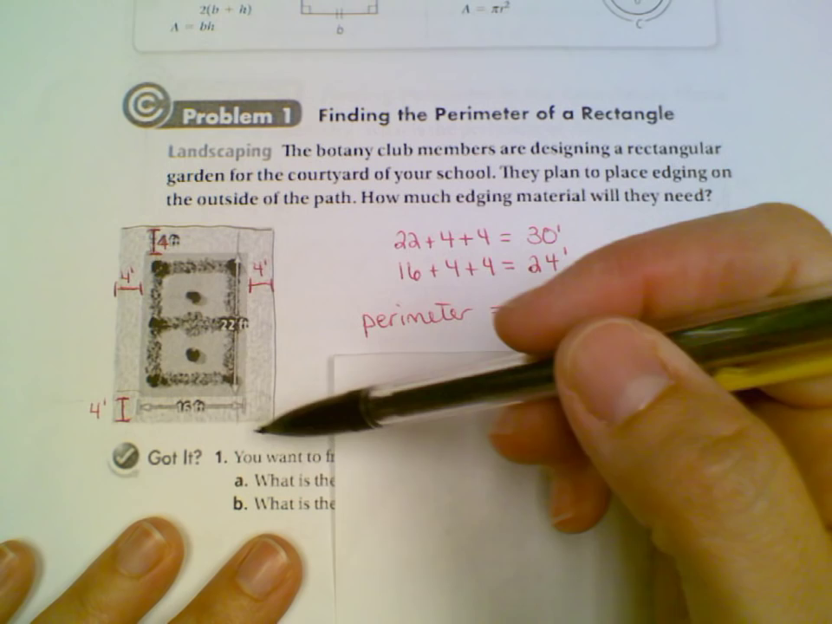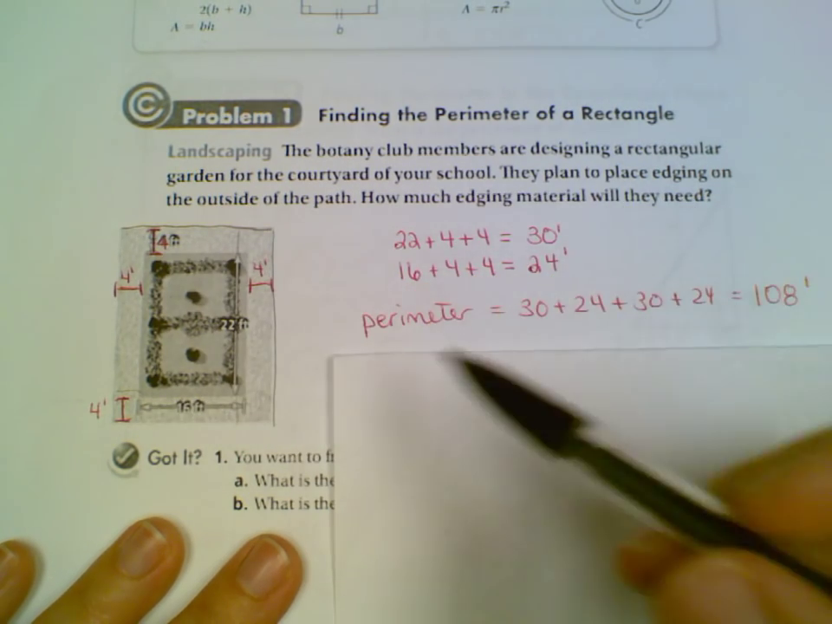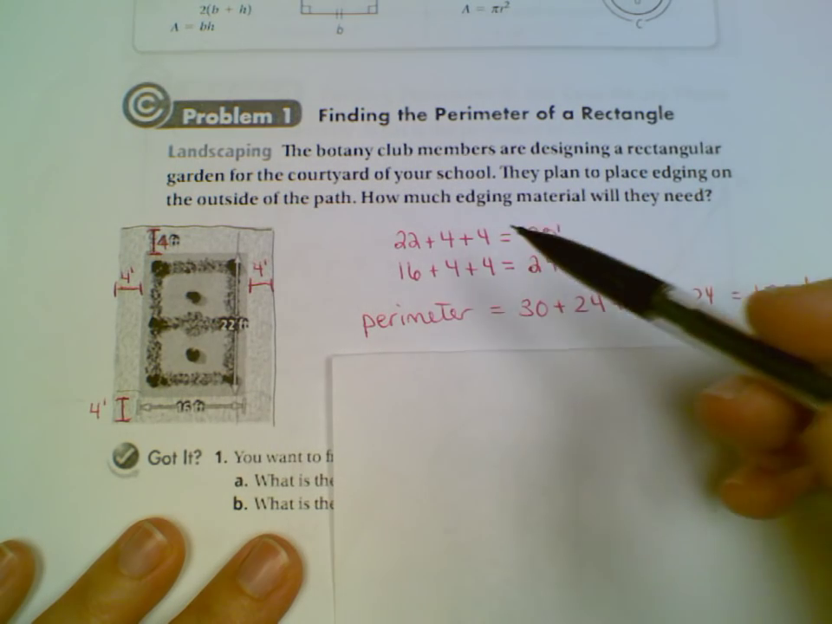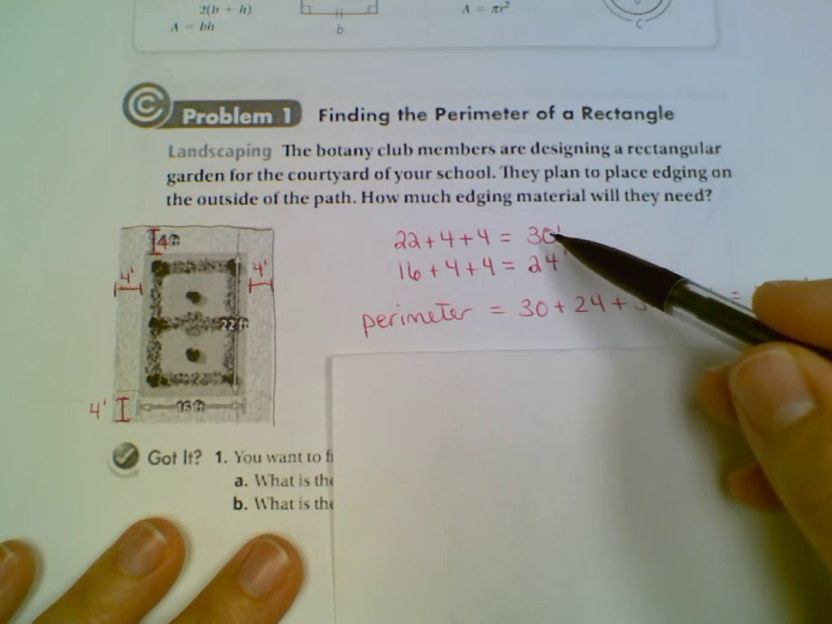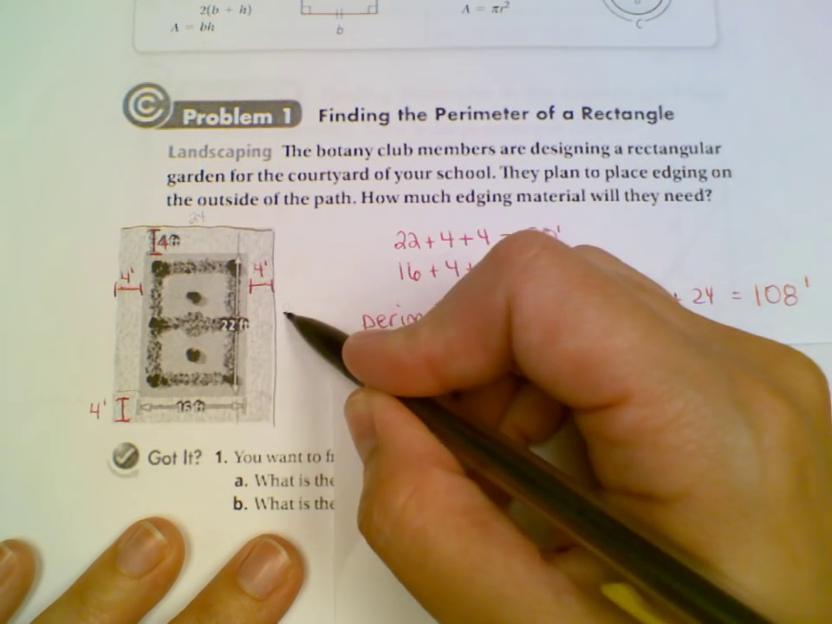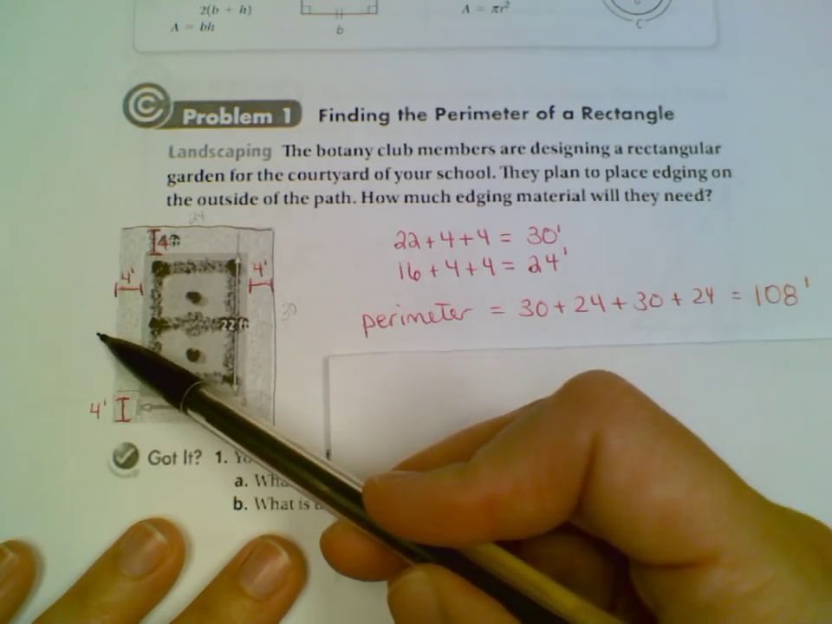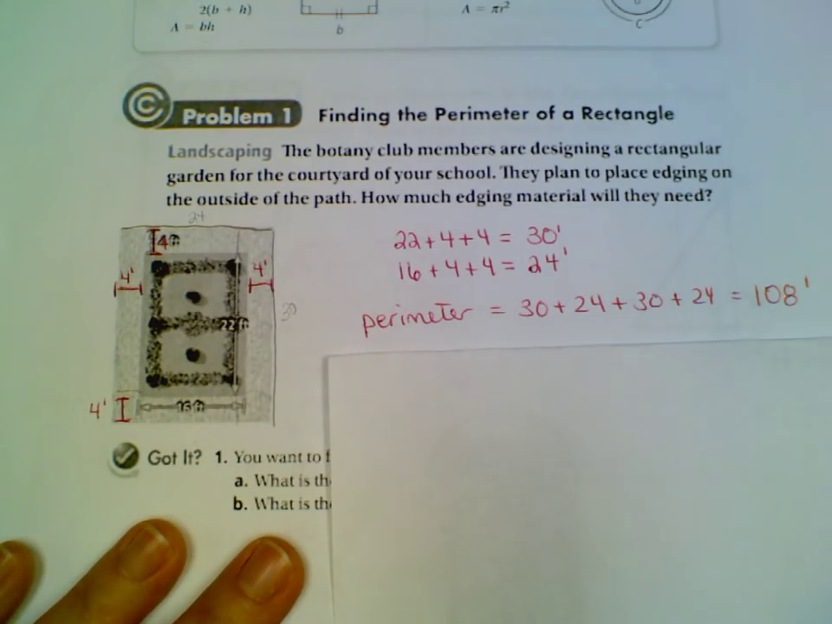So then if I'm wanting to figure out how much edging material, all I would need to do is find the perimeter of this rectangle. So now I would be using my new dimensions. I would be using 24 and 30, and I could add up all of those sides. So I added 30 plus 24 plus 30 plus 24, and that's how I'm getting 108 feet.